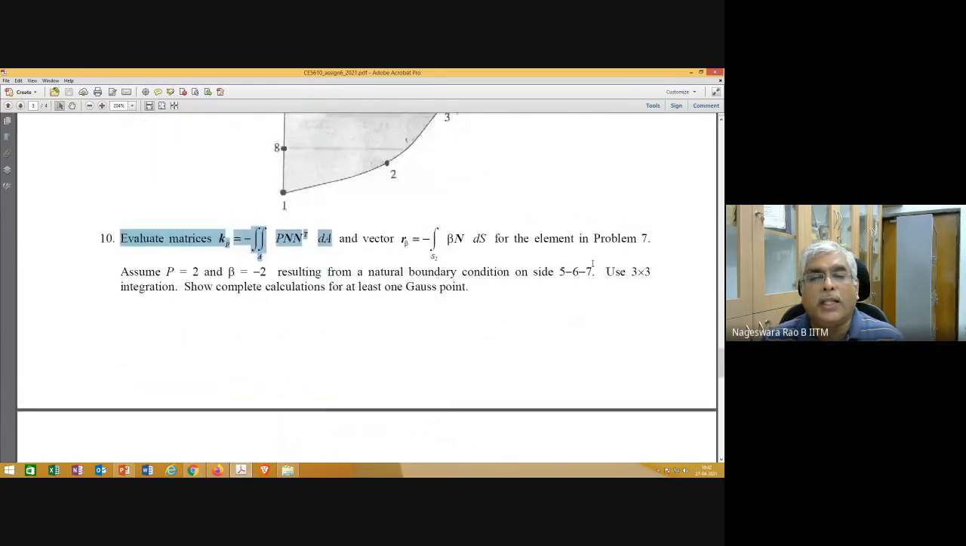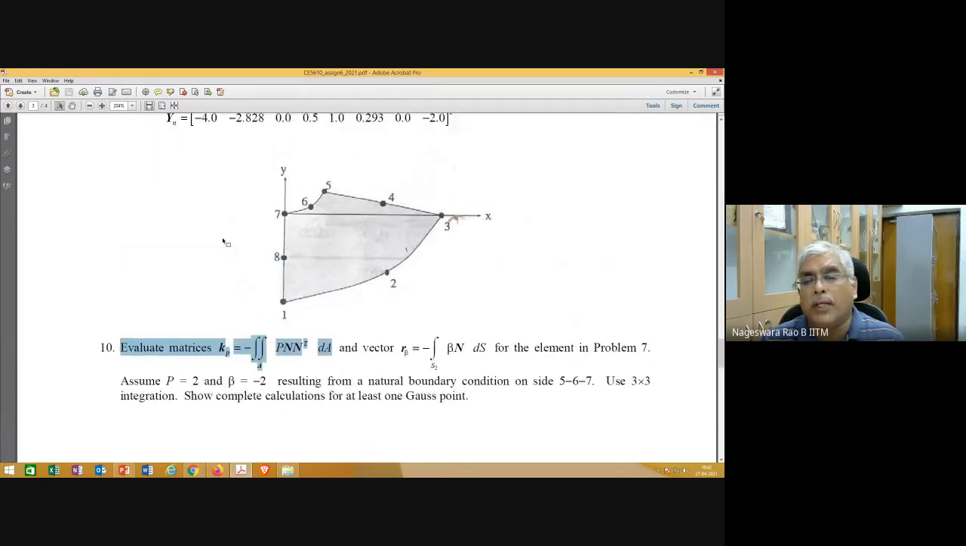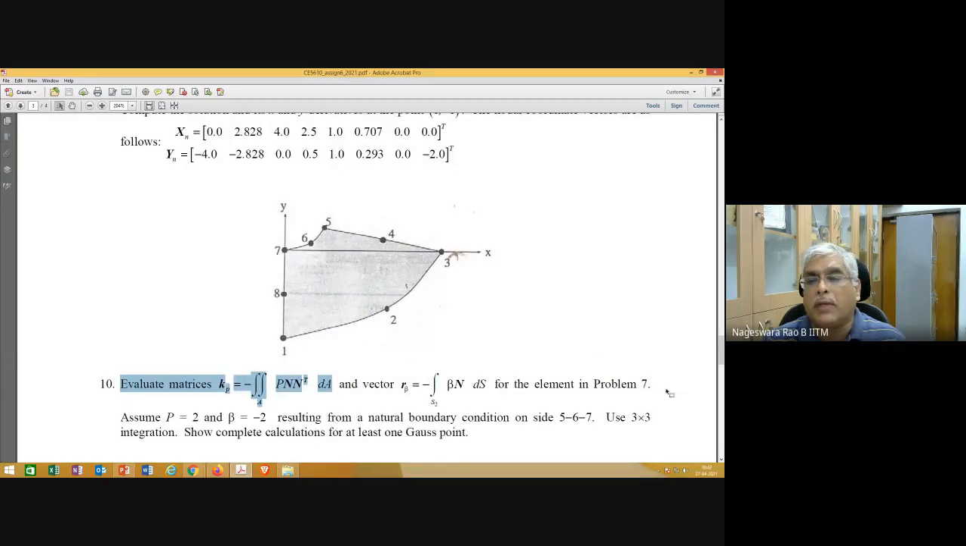Please make a correction in your assignment 6. This is not problem 7. This is problem 9. Assignment 6, 10th question. It's mentioned as problem 7, but it is problem 9. This figure. So please make a correction on that here.